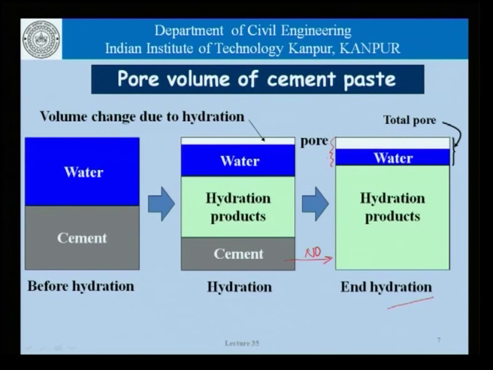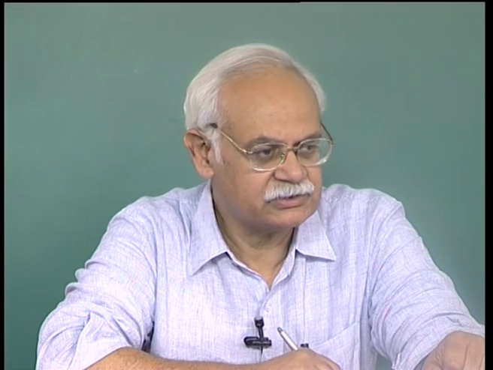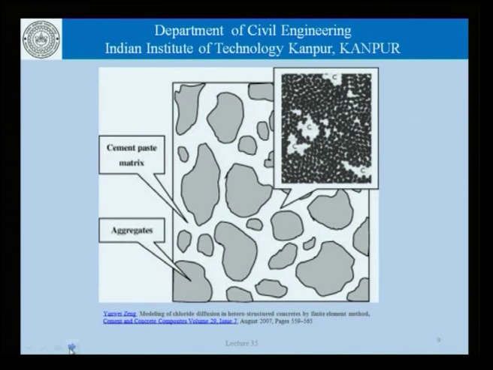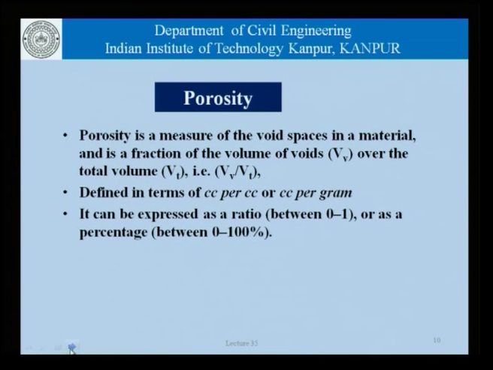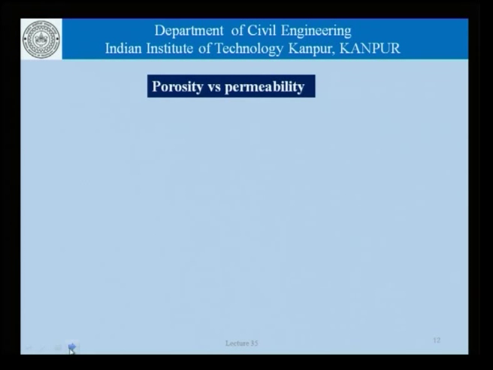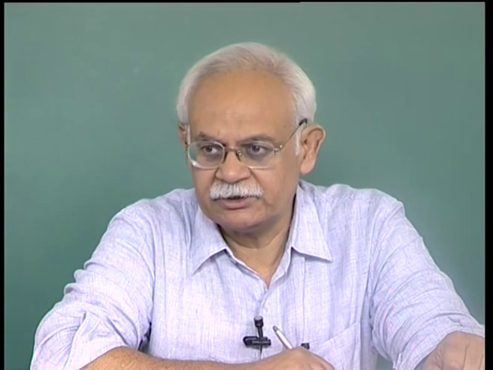Whether they are saturated with water or not is a different story, but yes, this is the amount of space which is available for water to be present, and if water is driven out, that is the amount of space which is left as pores as far as concrete is concerned. We had looked at this picture, which is a representation of aggregates surrounded by cement paste matrix, this matrix having pores. And then we saw a reiteration of the definition of porosity, which is nothing but a measure of the void space in a material, that is, a fraction of the volume of voids to the total volume, and can be expressed in terms of cc per cc or cc per gram of the material, and as a percentage and so on. The question that we now start to deal with is that of porosity versus permeability.